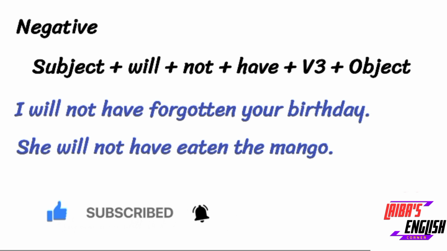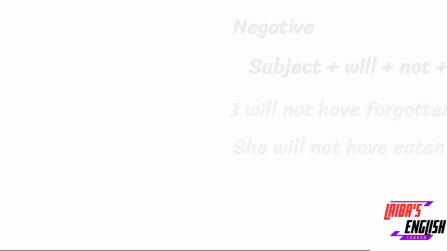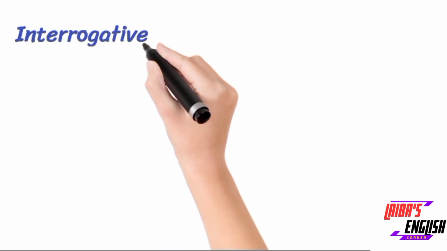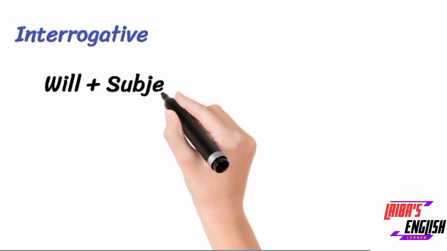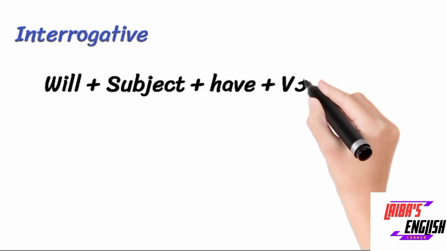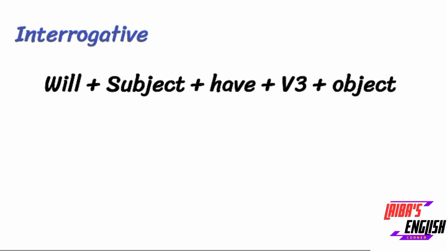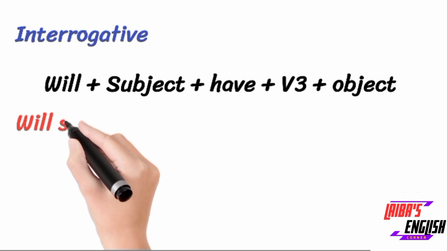Now we are going to make interrogative of this future perfect tense. For making interrogative, just we have to put the helping verb in the start, and the structure will be will plus subject plus have plus verb third form plus an object, and at the end you have to put the question mark. Write everything on the copy which I have taught you and practice them, because practice make a man perfect. So have a look at examples to make our concept even more clear.